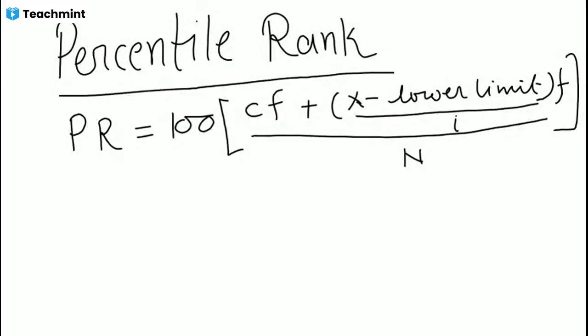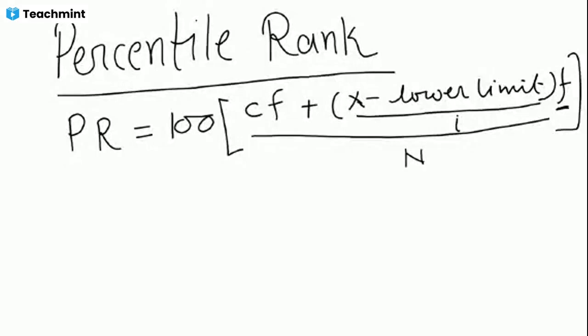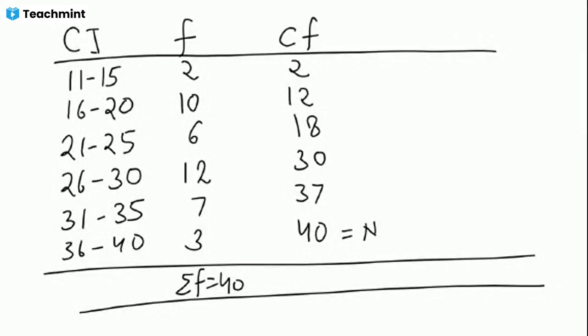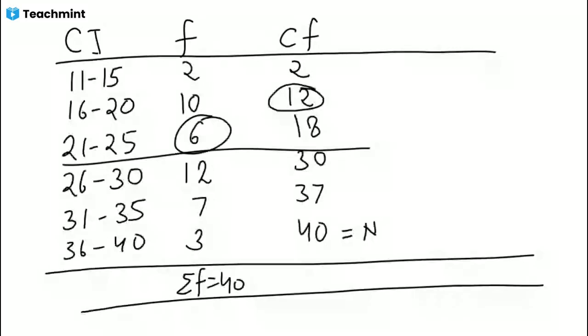We use the frequency of that particular class. And we usually use the CF of the class preceding the percentile class. For example, if you have this class, then the frequency you will use is this one, but the CF you will use is this one, the cumulative frequency of the class preceding the percentile class. Remember, we did this in the case of the median.